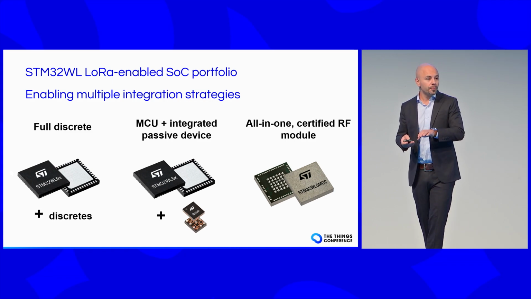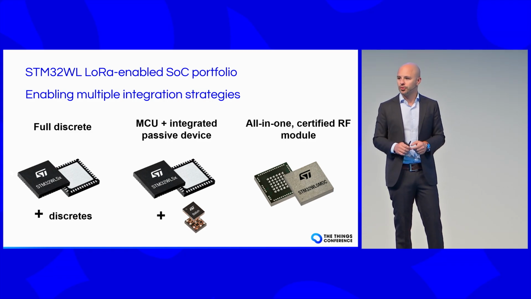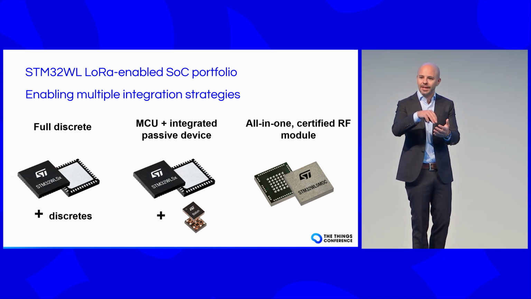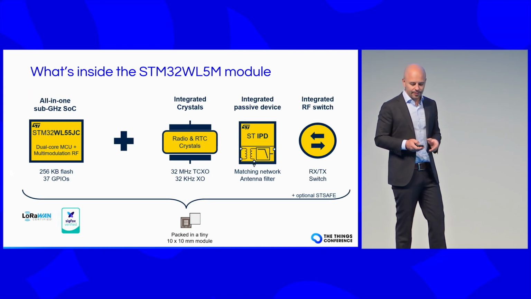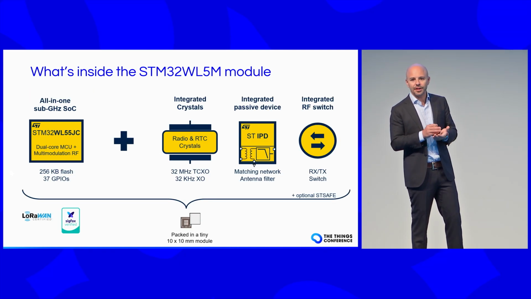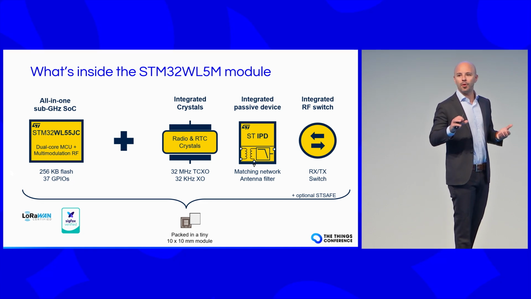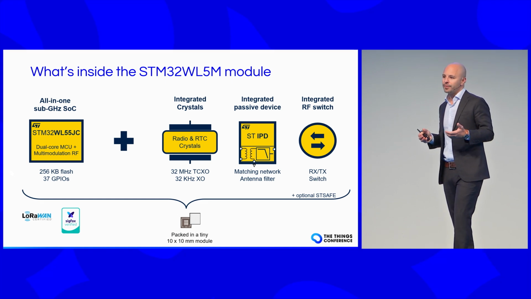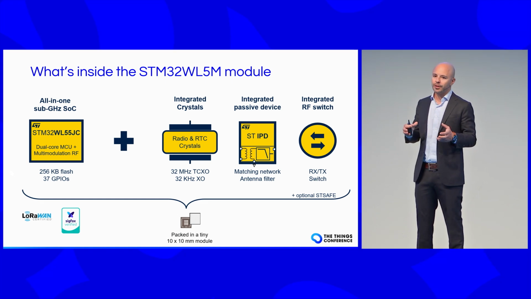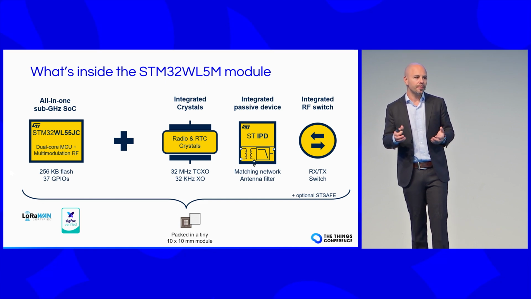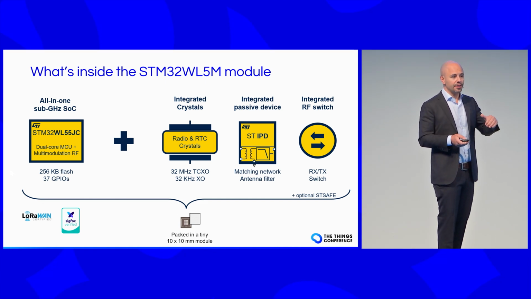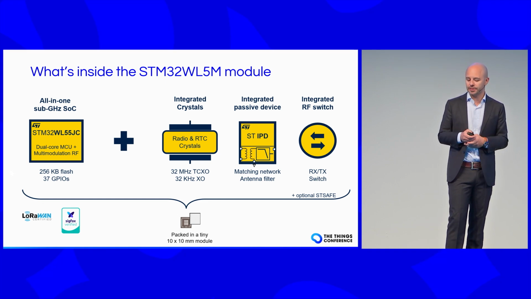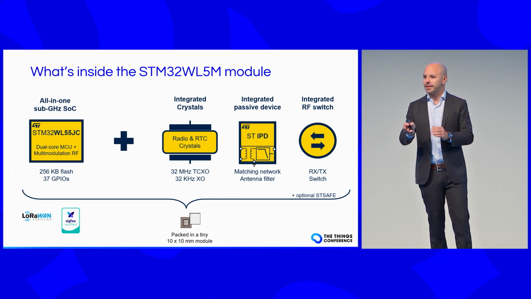Here I'd like to show you what has been integrated into this module. Let's look through the metal coating of the module and go inside the molding compound. Inside the module we have integrated the STM32WL system on chip, the dual-core version. On top, we have the internal crystals, to provide a stable clock across temperature. We have the IPD integrated inside this module, with the matching network and all the antenna filters, and an RF switch to switch between the RX and TX paths.